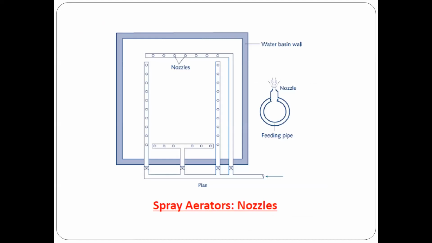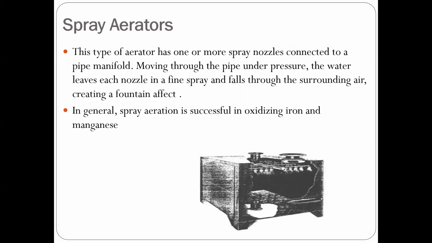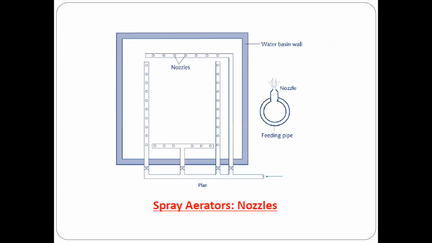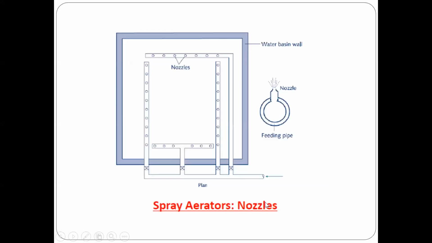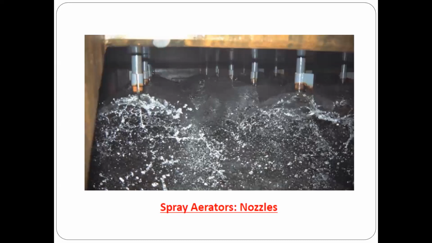After that, the nozzle, which is also a pictorial image of the spray nozzles. This is one image, and this is another image. This is the feeding pipe, and through the nozzle, the impure water comes in contact with atmospheric oxygen, and it gets fixed. This is also a perfect image of a spray aerator.